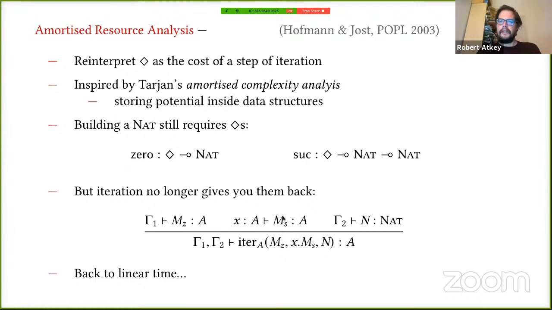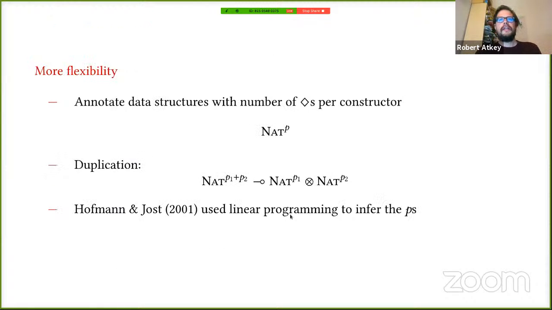So this means we're back to linear time. So if you get a natural number as input, then it has as many diamonds in it as the size of the natural number, and then you're back to linear time. But we can be a bit more flexible. So what Hofmann and Jost did was they allowed you to annotate the data structure. So I'm just going to use NAT here. They use list in their language, and say that we have a certain number of diamonds per constructor. Now we can duplicate natural numbers as long as we preserve the number of diamonds available.